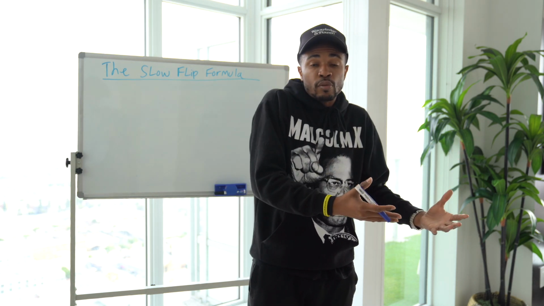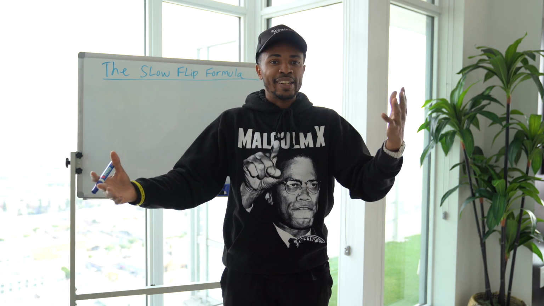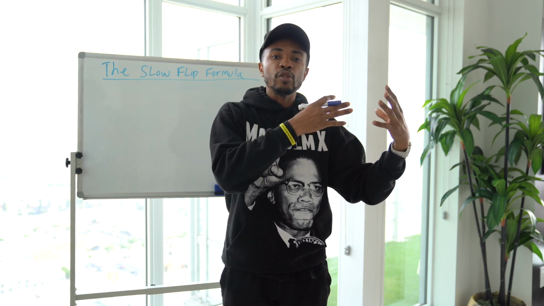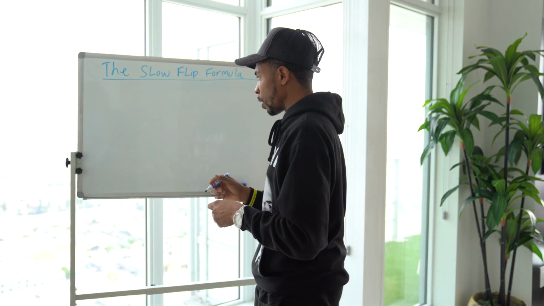So you have two models. You have the debt model, which yes, works for slow flips. That's why I said earlier there's more than one way to skin a cat. I have a couple of clients that do the debt model. But the majority, which I've always done since I've been doing slow flips, and the majority of my clients, we do the free and clear model. That's why we buy the cheap ones. So with that being said, let's get started.